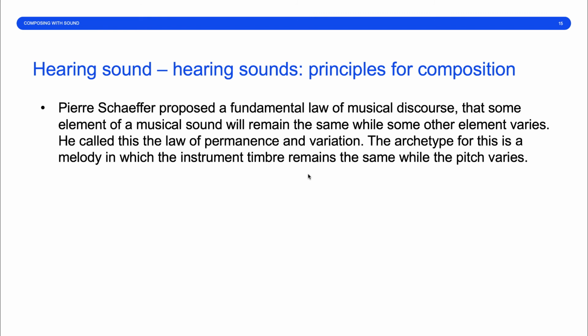And he suggested that the sounds that we choose to make music with traditionally have followed this law, which he called the law of permanence and variation. And that is that some element of the sound will remain the same while another element is varied. So the archetype for this is a musical melody played on an instrument or sung in which the instrument timbre itself remains the same while the pitch varies. So the timbre remains the same and the pitch varies.